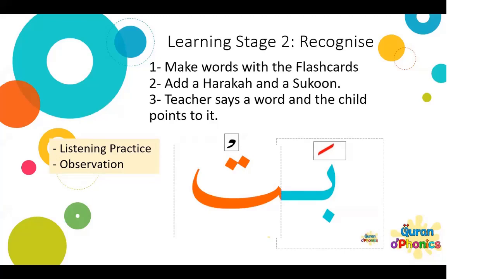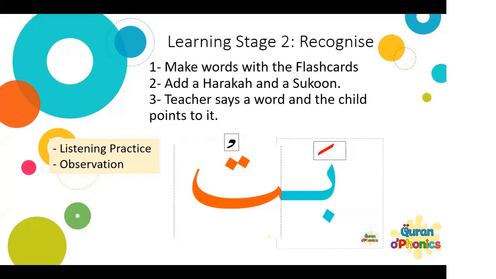You ask the child, take one card from this pile or bag, and one card from this pile or bag or box, and then make a word. So they join these two. Then you have the basket of harakat flashcards and a basket of sukoon flashcards. So then they place, you say on the first card place a haraka, and on the second one place the sukoon.